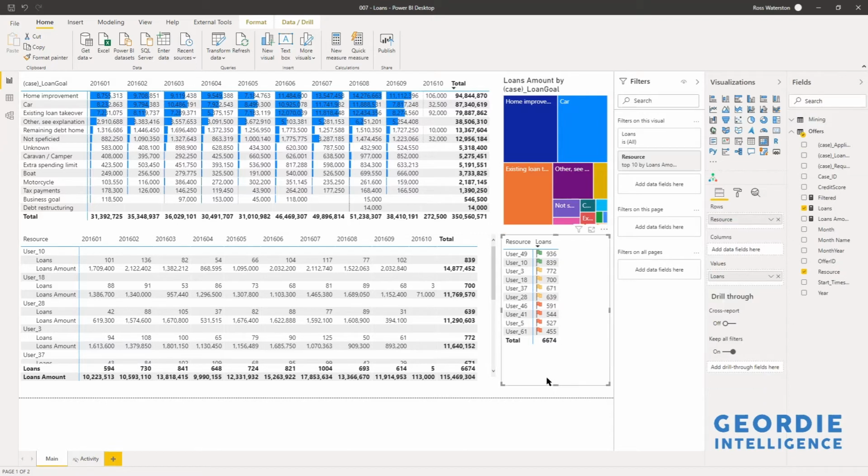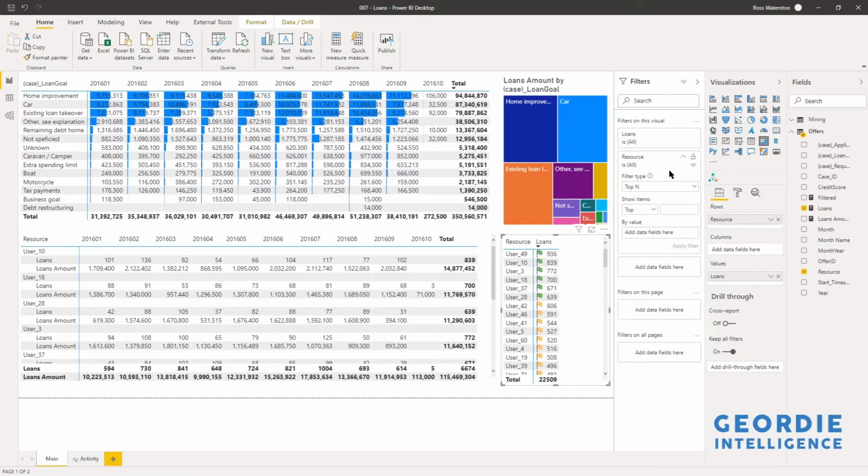A couple of things I've also done: given the sheer number of people there are, I've done a top 10, because there are tons of resources in here. But if we were doing this in the proper world, you would probably want something along here that's going to give a decent filter on it. A good way of looking at it. This works. This is perfect. We can do this.